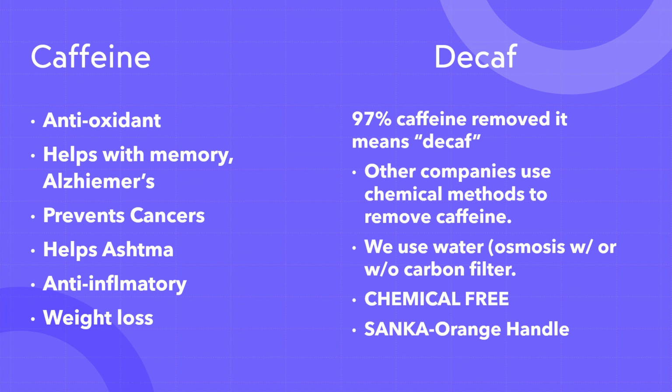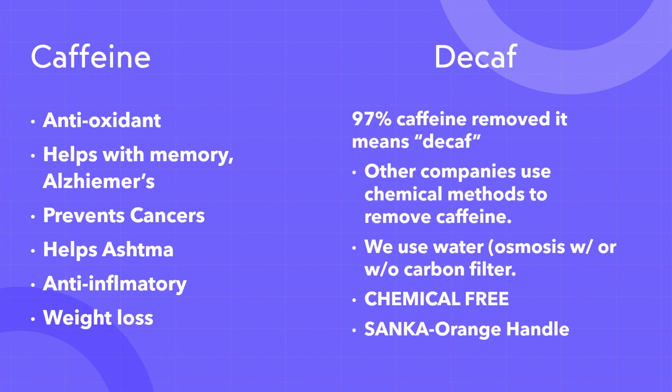Other companies use a chemical process to remove the caffeine. There's 2 other processes. This video is already way too long, so I'm not going to bog you down with that. You need to know that we use water, which does not have any health effects that are bad. We use a water osmosis with or without a carbon filter, which is chemical free. So other companies use chemicals. Chemicals do bad things. We use water. Water doesn't do bad things. It's basically all you need to know about our decaffeination process.